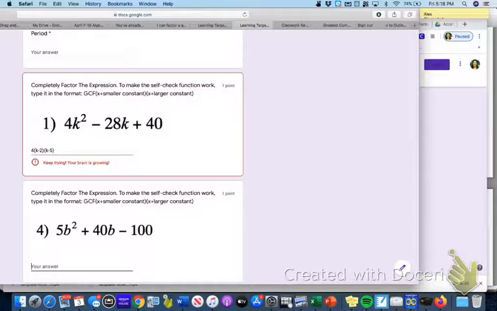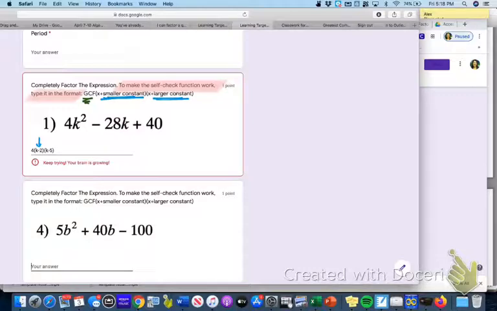So it says to make the self-check function work, type in the format. First of all, the greatest common factor needs to go first, which I did on the outside. This is where I messed up and didn't look at the directions, because it says to put the smaller constant first and then the larger constant second. So even though we know that the order of these two doesn't make any difference in real life, whether you put the k minus 2 first or not, in order to make the self-check work, it does. So it says put the smaller constant first.